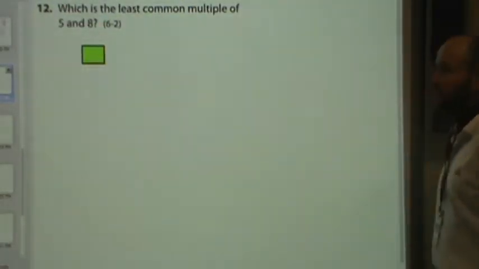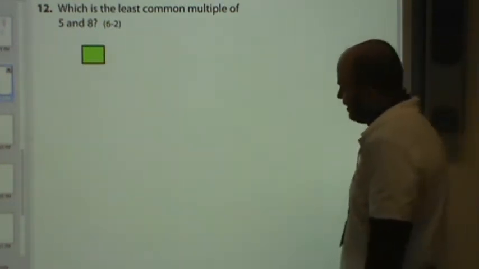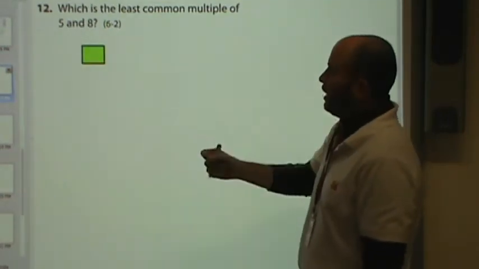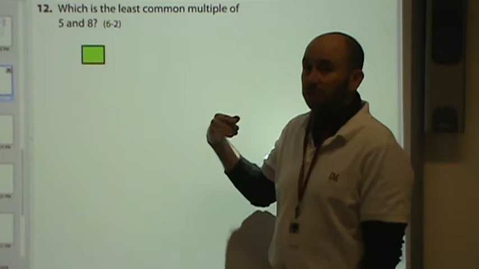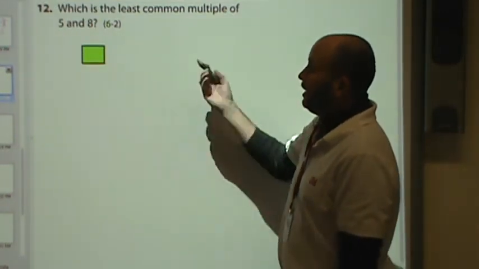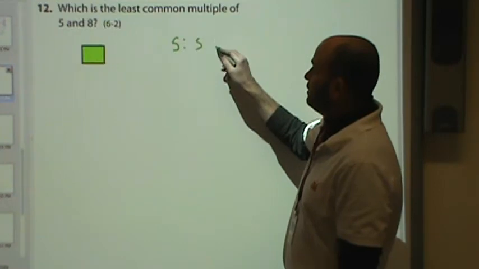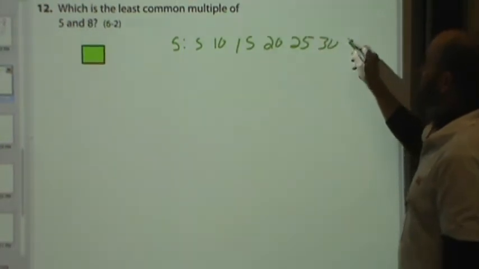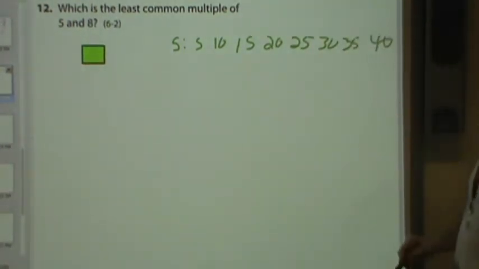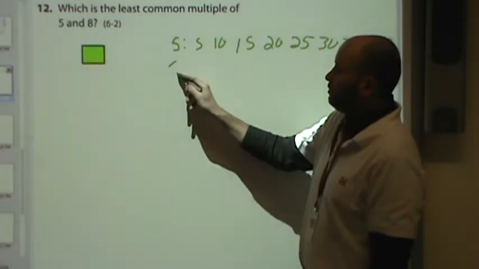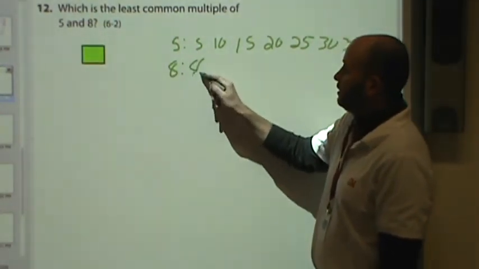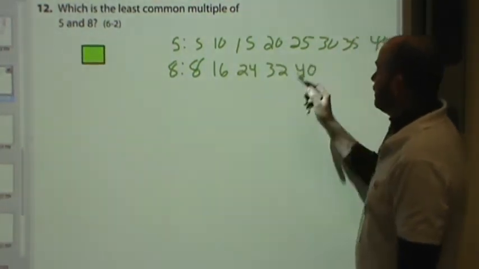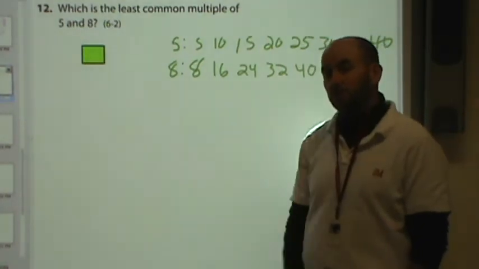Number 12, which is the least common multiple of 5 and 8? In this situation, it's pretty basic and pretty easy. This is where you would list out the multiples instead of making a factor tree. The multiples of 5 would be 5, 10, 15, 20, 25, 30, 35, and 40. And then you have the multiples of 8: 8, 16, 24, 32, and 40. So in this case, listing the multiples would work out fine.